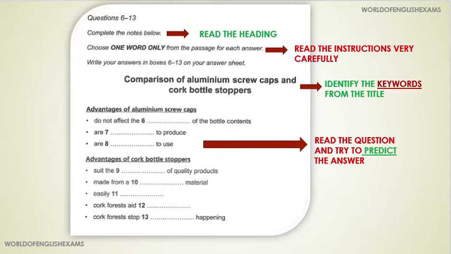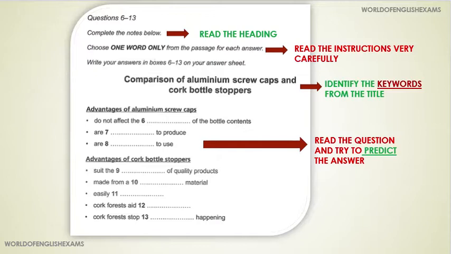The next one, advantages of cork bottle stoppers. Now, the cork bottle stoppers also seem to be having many advantages, guys. Let's check what are they. Suit the dash of quality products. So again, the followed by a blank. What does it indicate? Yes, you are right. It indicates that the answer is a noun. However, it can be in the singular form or in the plural form. So, the advantage of cork bottle stoppers is that they suit the dash of quality products. Let's see what is that.